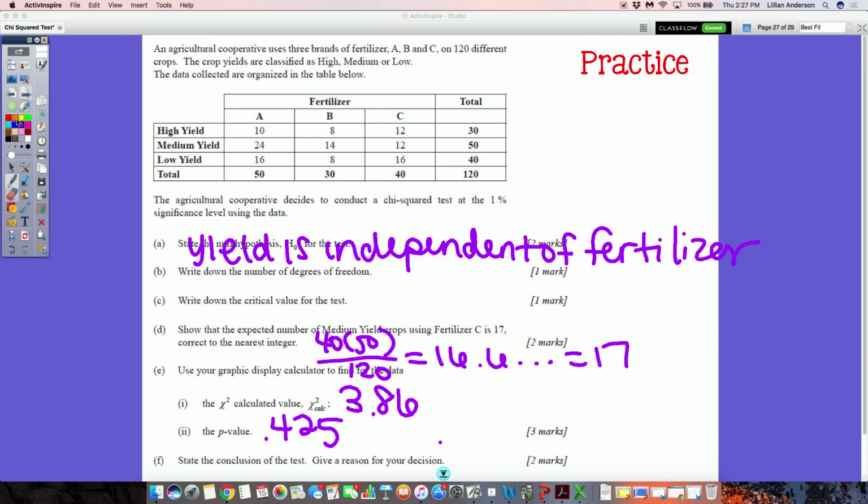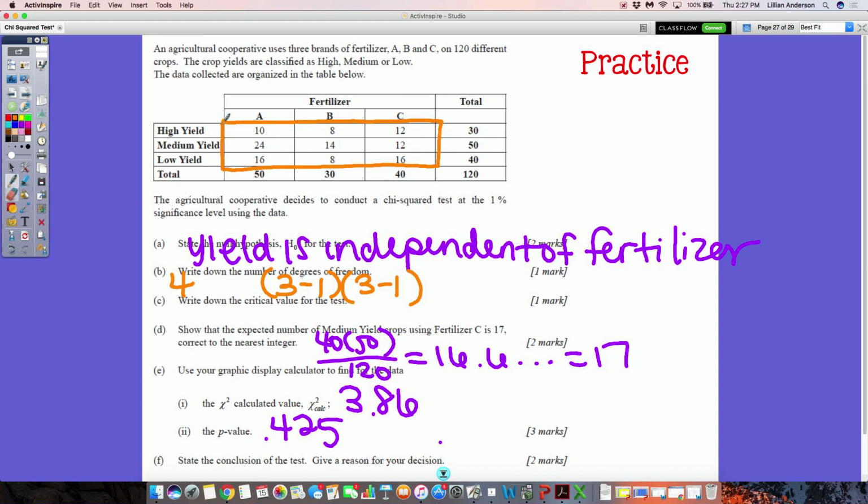All right, so write down your number of degrees of freedom. What was the number? It was 4. Show me that the degrees of freedom was 4. 3 minus 1 times 3 minus 1. Remember, it's your rows minus 1 times your columns minus 1. It's always based off of your raw data.